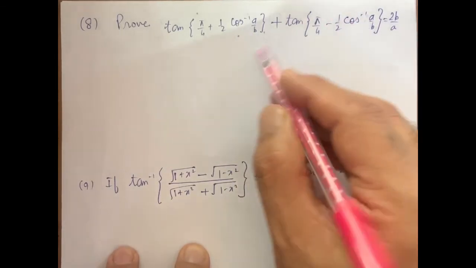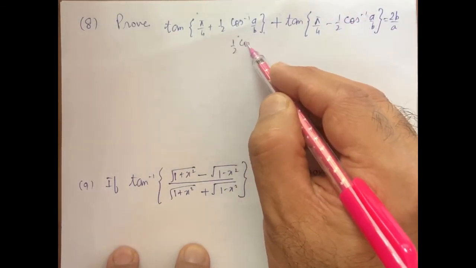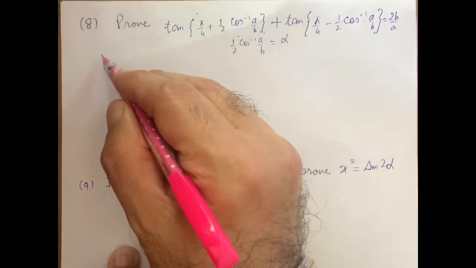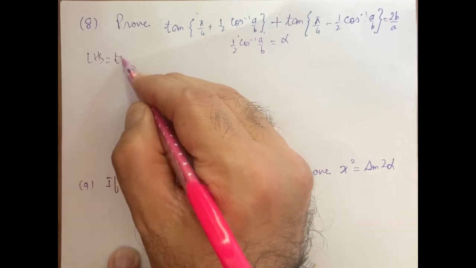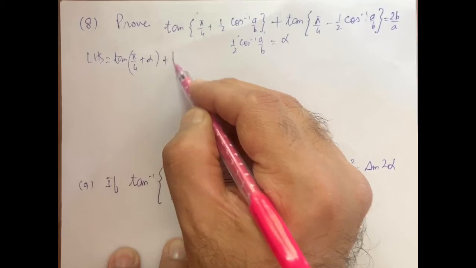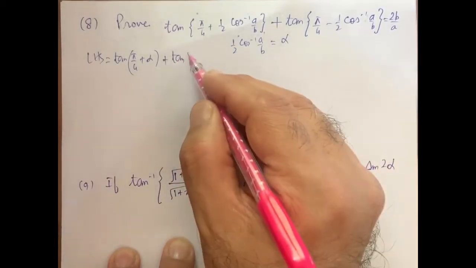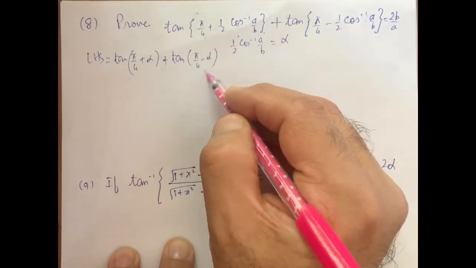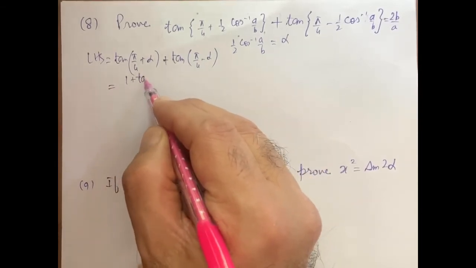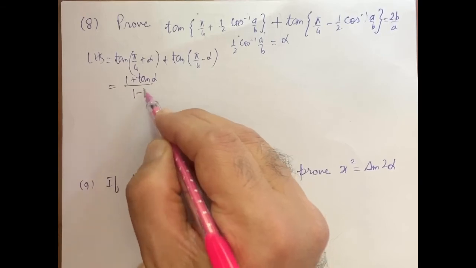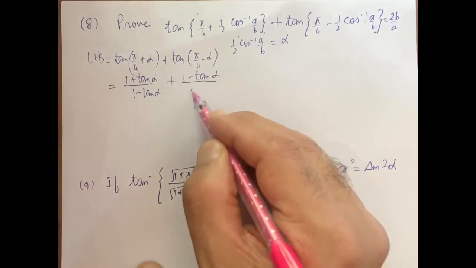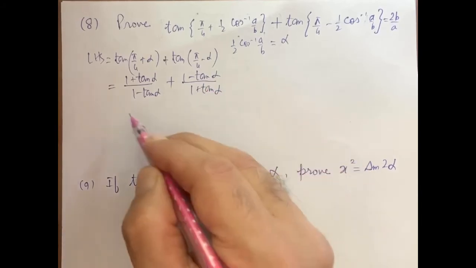We have to prove this plus this is equal to 2b by a. This is same as this. So let us say half cos inverse of a by b is alpha. So the left hand side is tan of pi by 4 plus alpha plus tan of pi by 4 minus alpha. We know formulas for these. This is 1 plus tan alpha upon 1 minus tan alpha, and this is 1 minus tan alpha upon 1 plus tan alpha.